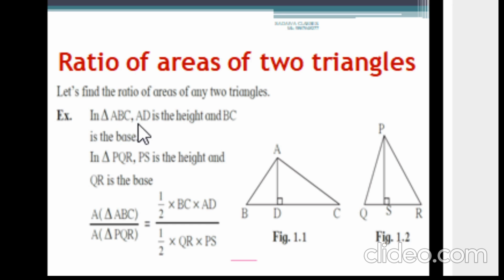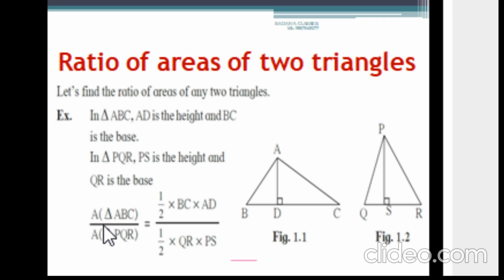In the first triangle ABC, AD is the height and BC is the base of the triangle. In another triangle PQR, PS is the height and QR is the base. So PS is the height and QR is the base. Let us take the ratio of their areas. A stands for area.